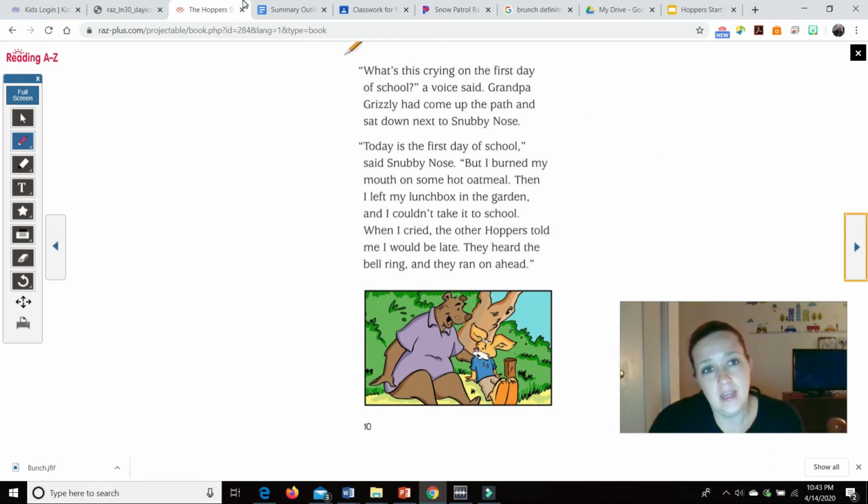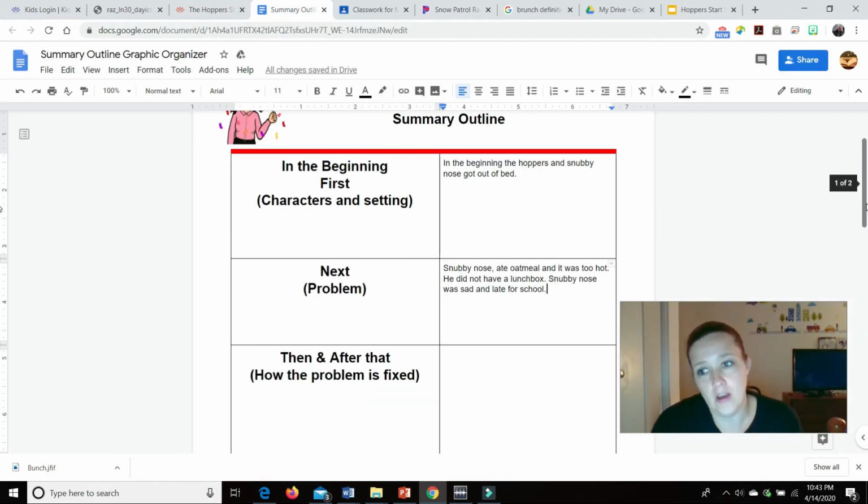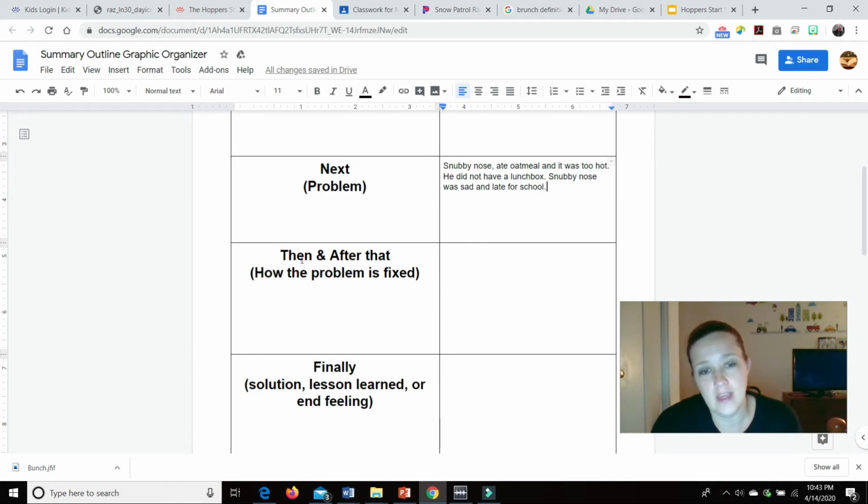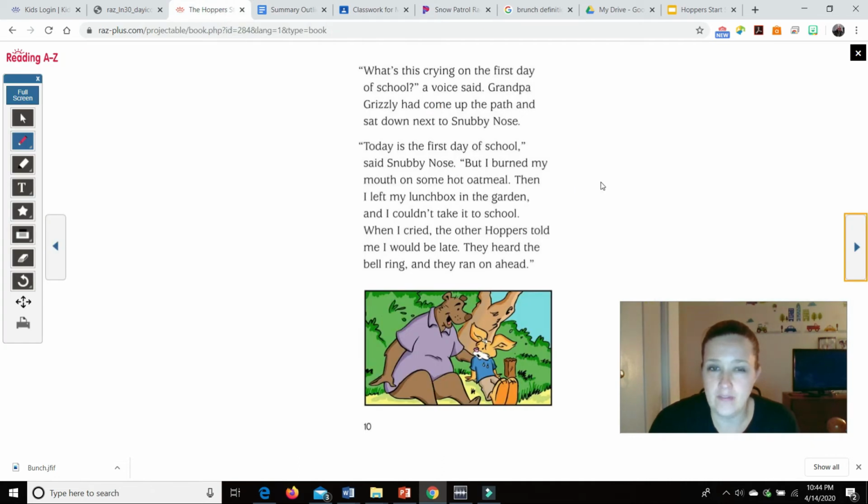And then the next category on our graphic organizer is then and after that. So how are his problems going to be fixed? He's got several. He ate oatmeal, it was too hot, he didn't have a lunchbox, and he finally was sad and made himself late for school. So how's he going to fix this?